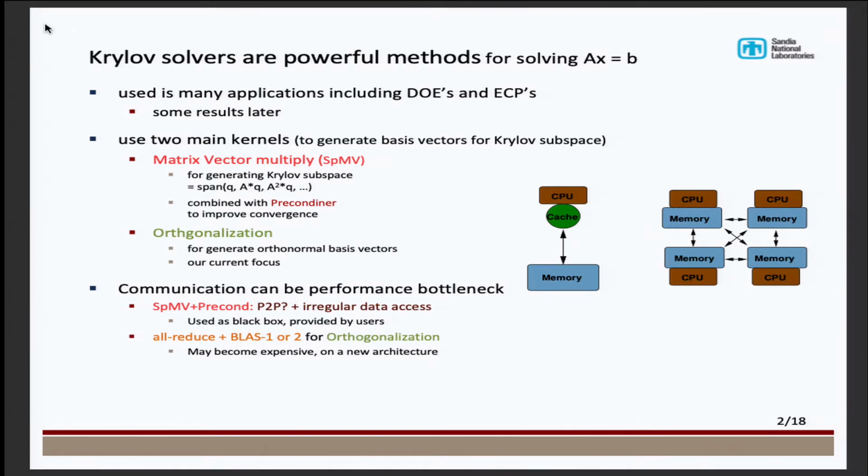These orthogonalizations require a global all-reduce among all the processes. And each process is going to be using either BLAS-1 or BLAS-2 kernels, which are typically memory bound. So this orthogonalization can become quite expensive on current computers. If the SpMV and preconditioners scale better, these could become quite significant in the iteration times.